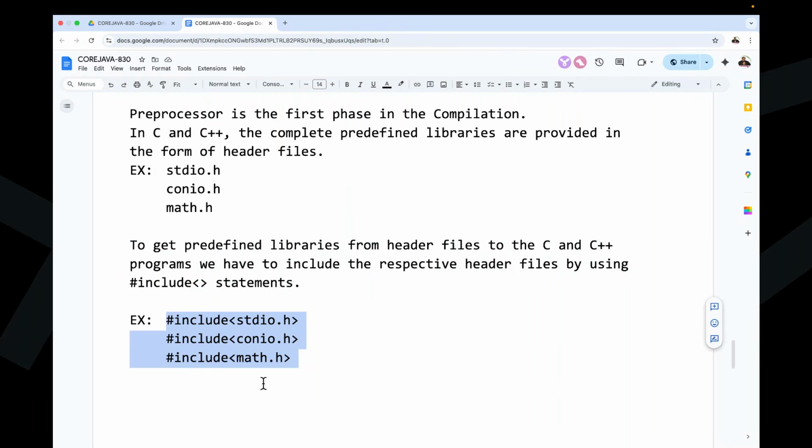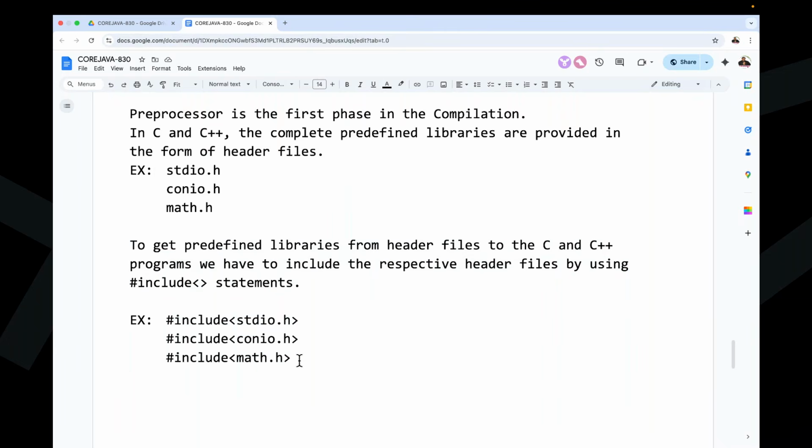Nice. Preprocessor will take the provided header file names. Preprocessor will check whether these header files are available or not available in the C software. If these header files are not available, it will raise an error. If these header files are available, then the preprocessor will load all these header files content to the memory. This is what exactly the preprocessor will do internally.